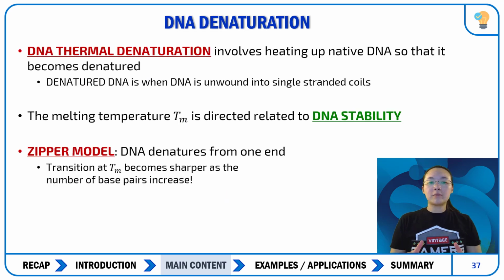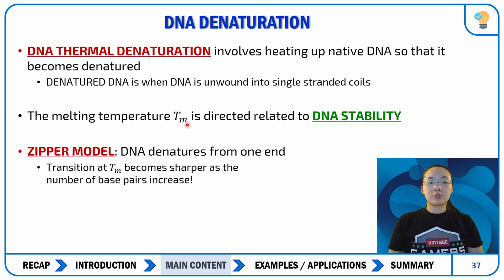So we've talked about bending. We've kind of done a brief introduction to a worm-like chain model, just barely. The last thing we have to talk about before we actually touch the worm-like chain model is DNA denaturation. So DNA thermal denaturation involves heating up your native DNA so that it becomes denatured. So you've heard about this before. Denatured DNA is when your DNA becomes completely unwound into single-strand coils. So it can be localized denaturation or it can be general denaturation.